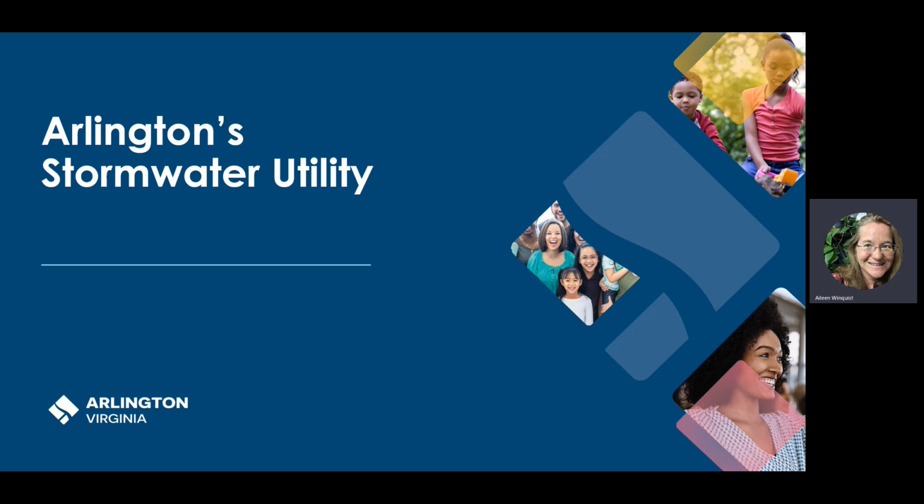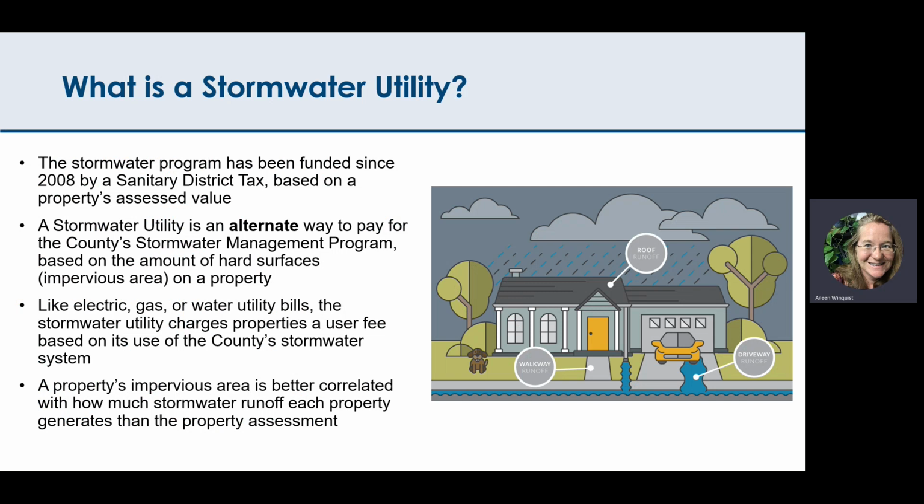The Arlington County Board recently adopted a resolution to change the way that the county's stormwater management program is funded from a sanitary district tax to a stormwater utility. Here's a little bit more information about this change. The stormwater utility is an alternate way to pay for the county's stormwater management program that's based on the amount of hard surface or impervious area on a property.